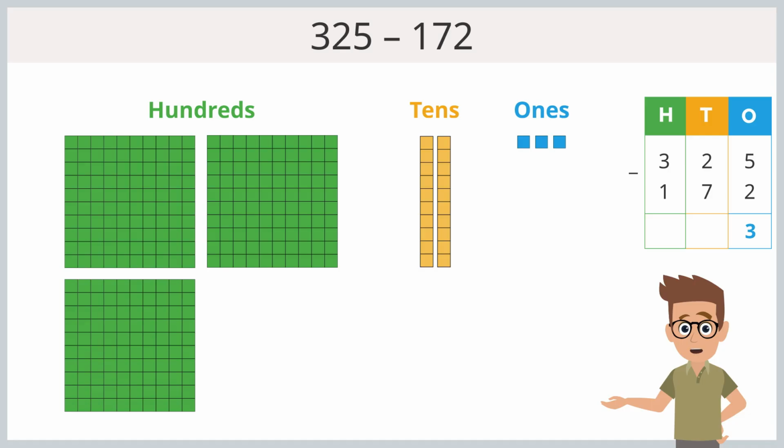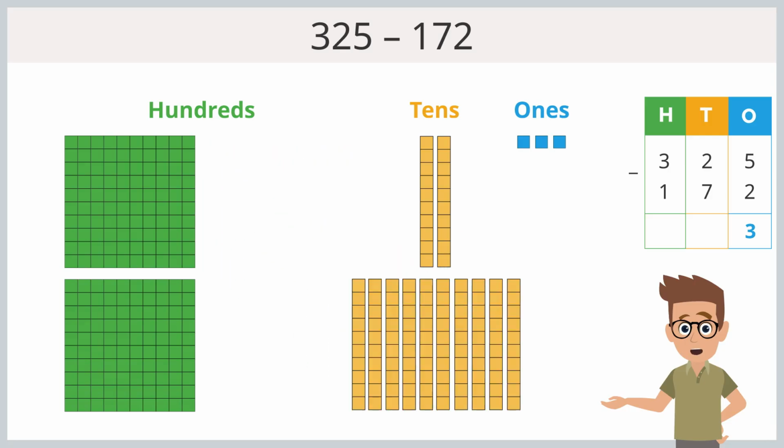Next, we subtract the tens. Since we cannot subtract 7 tens from 2 tens, we regroup 1 hundred into 10 tens. 2 tens plus 10 tens equals 12 tens. Now we have 12 tens. 3 hundreds minus 1 hundred equals 2 hundreds. We have 2 hundreds left.